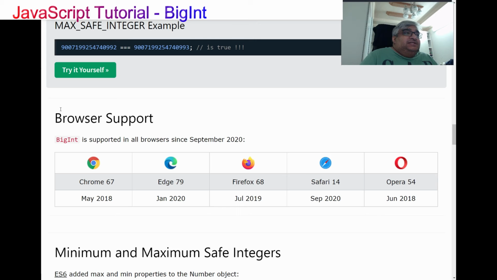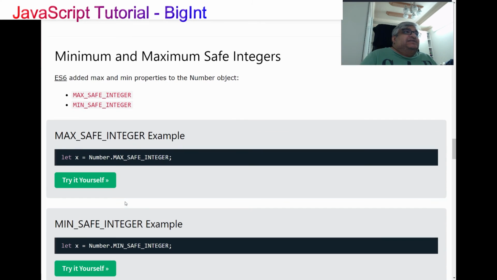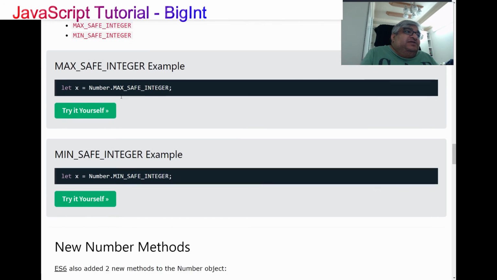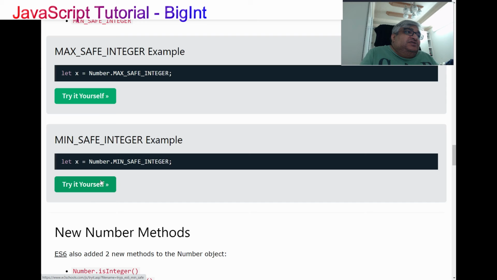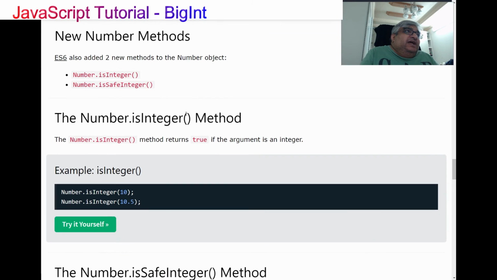So what's going to happen next, we need to see browser support. BigInt is supported in many browsers, and you can see Chrome, Edge, Firefox, Safari, and Opera. Okay, next we look at a few things. Minimum, maximum safe integer. As you know, these are the properties of the Number object we have seen in the last video. So we can have max safe integer and min safe integer, and then we have two new methods, Number methods isInteger and isSafeInteger. So we can know if something is an integer or a safe integer.